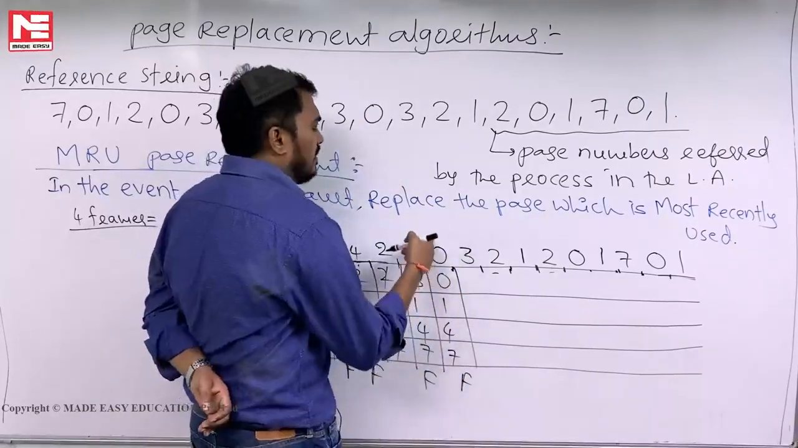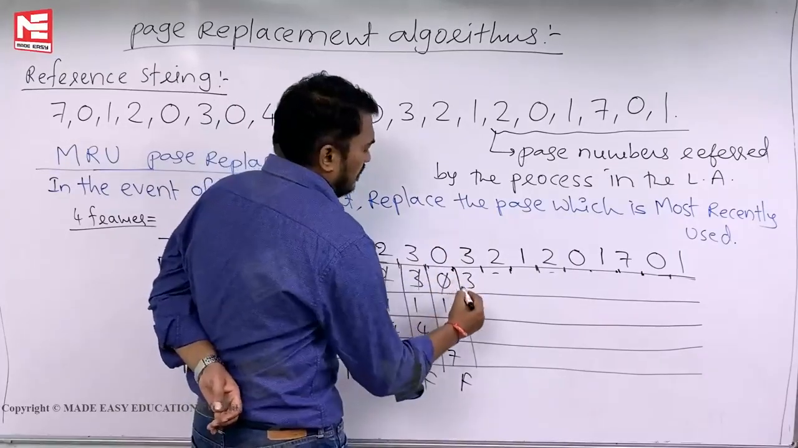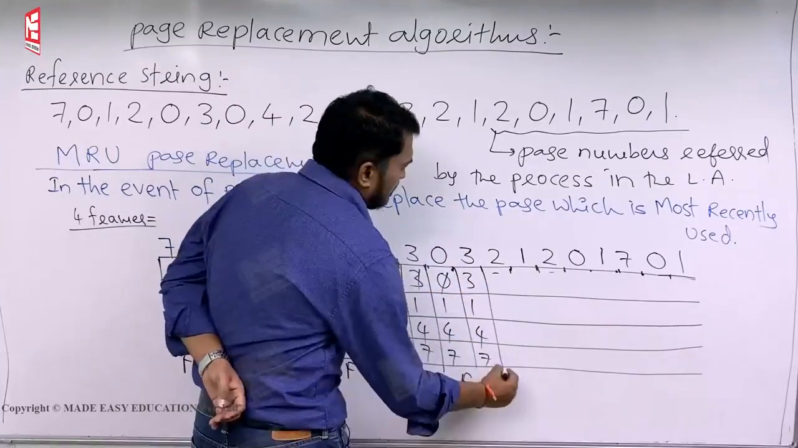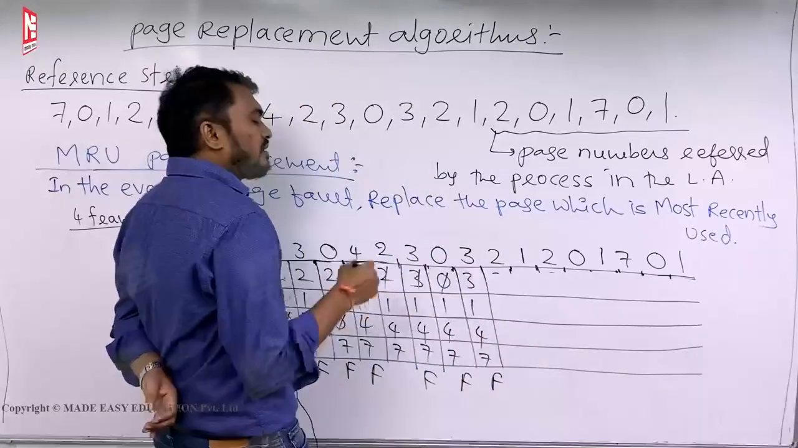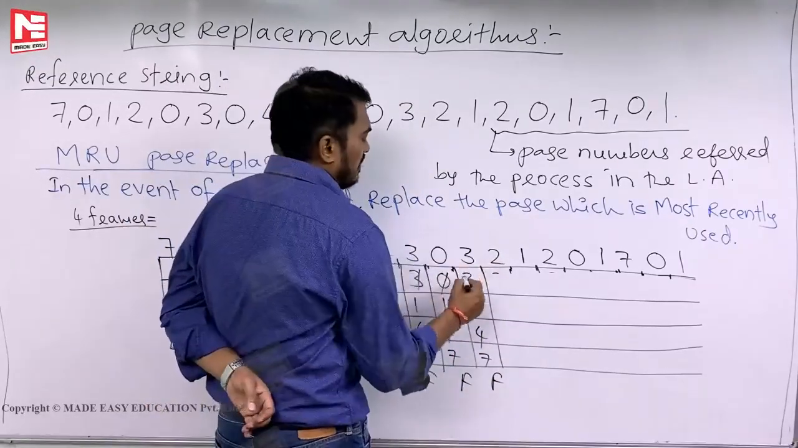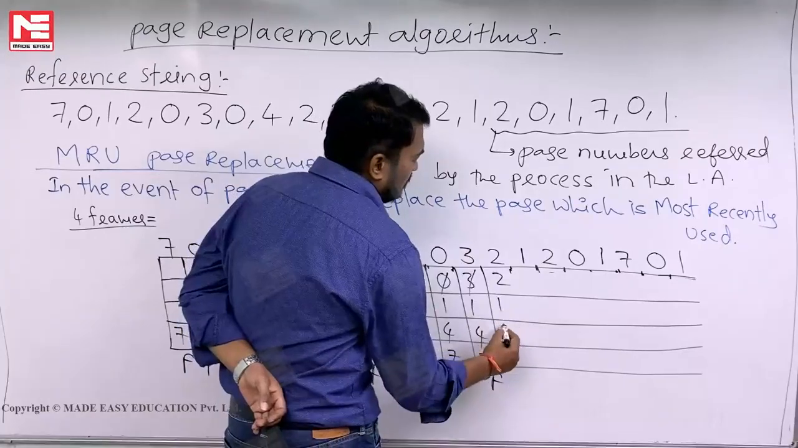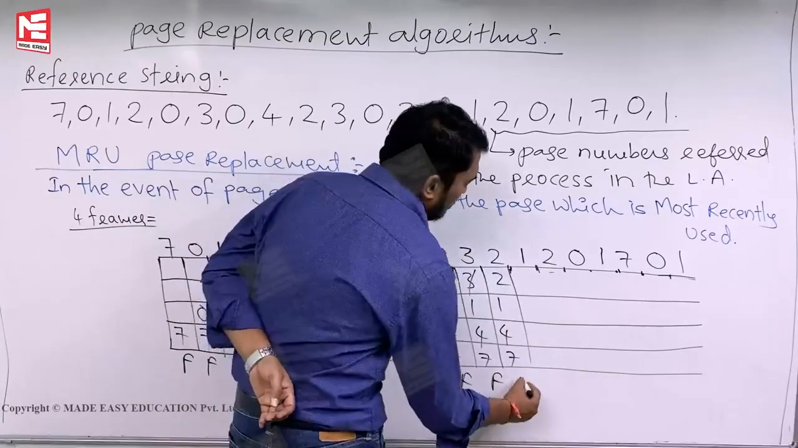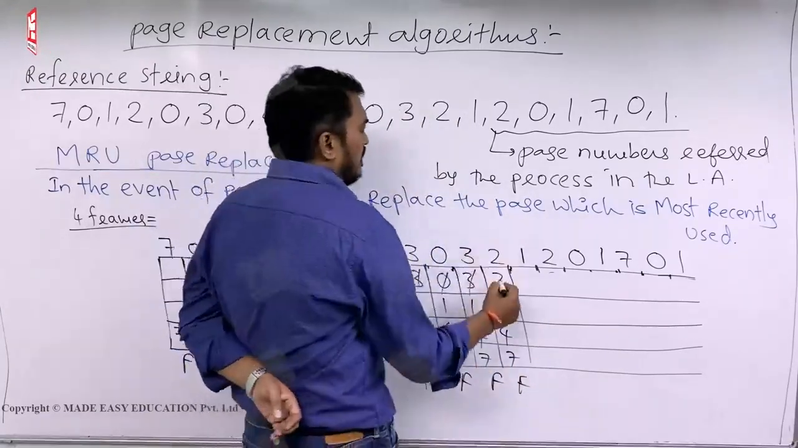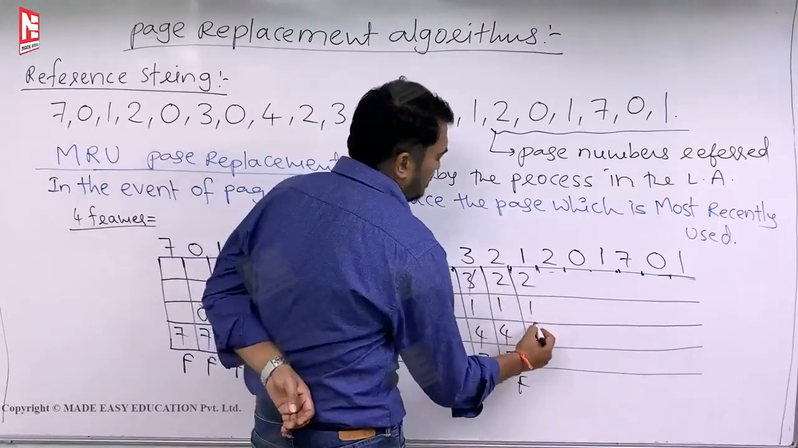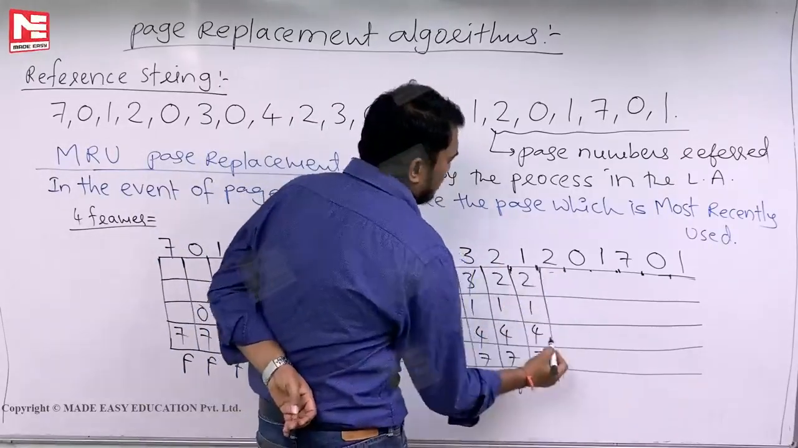And 3 not available. Okay, then replace with the 0. So that is again a page fault. And next is what? 2. 2 is also not available. Which one to replace? The one just used. So that is 3. So replace 3 with the 2 and copy the remaining as it is, and that is a page fault. And next is 1, not available. Oh, sorry, 1 is available. So copy as it is. So don't write F. That is not a page fault.